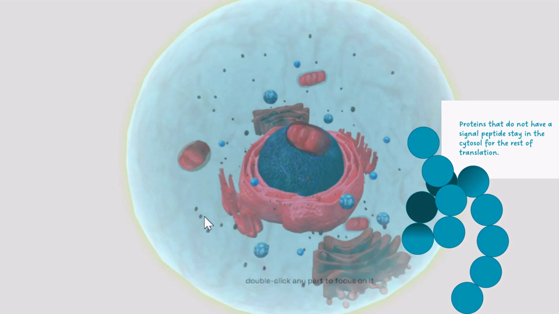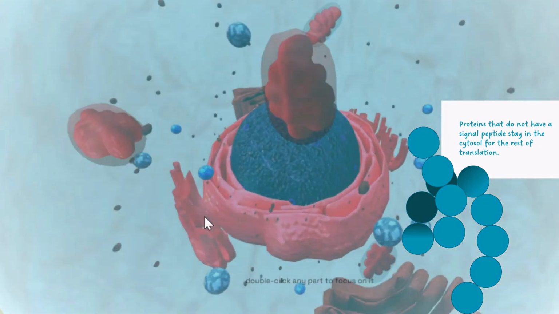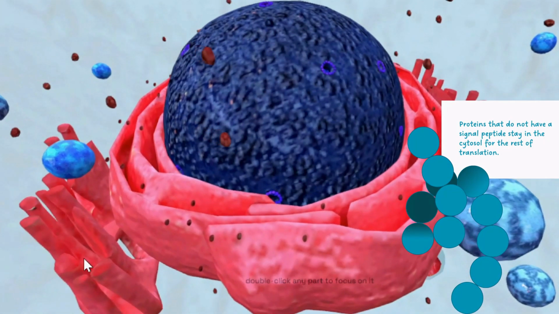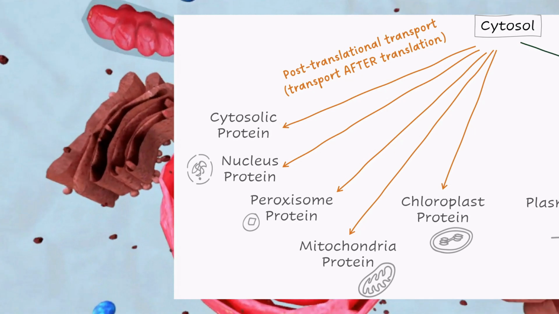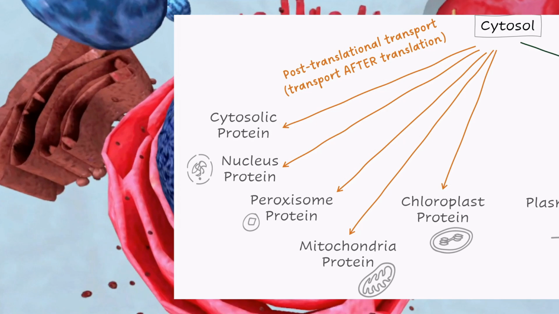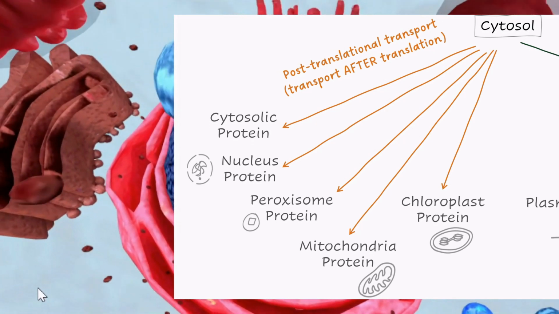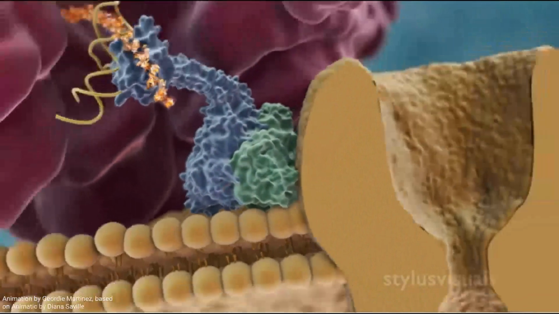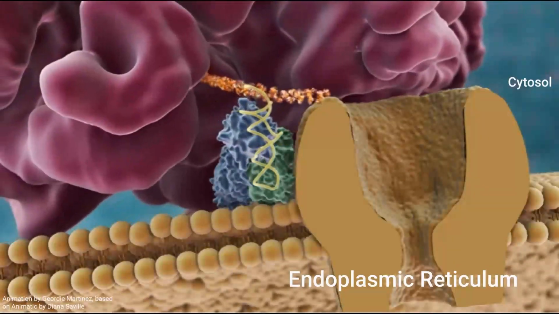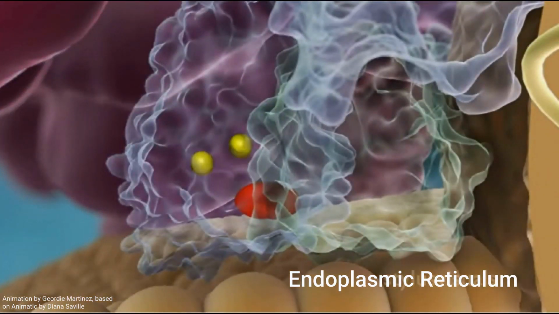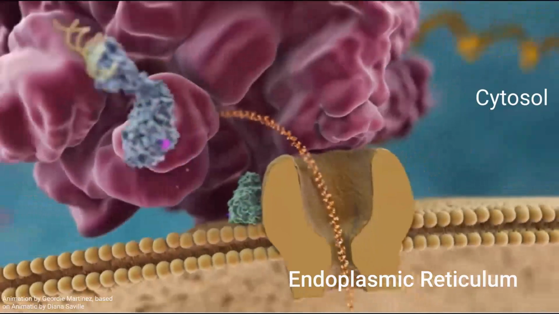Proteins that do not have a signal peptide stay in the cytosol for the rest of translation. If they lack other address labels, they'll also stay in the cytosol permanently. However, if they have the right labels, they can be sent to the mitochondria, chloroplasts, peroxisomes, or nucleus after translation. Proteins destined for any part of the endomembrane system or the outside of the cell are brought to the endoplasmic reticulum during translation and fed in as they are made.